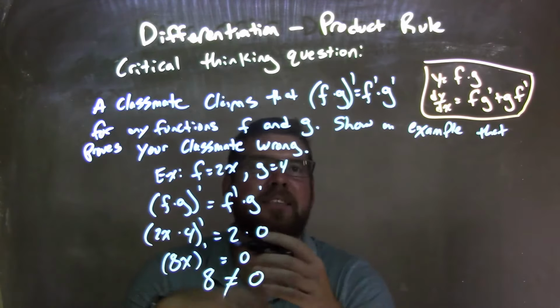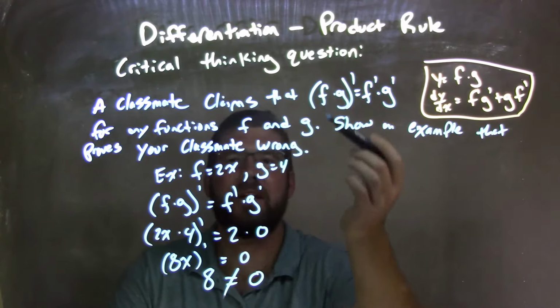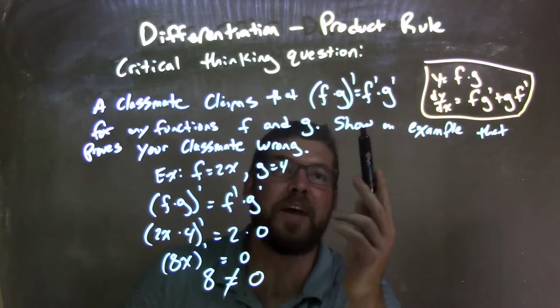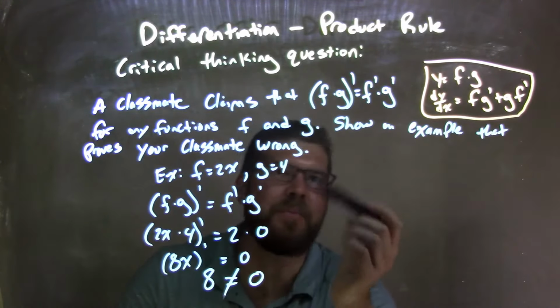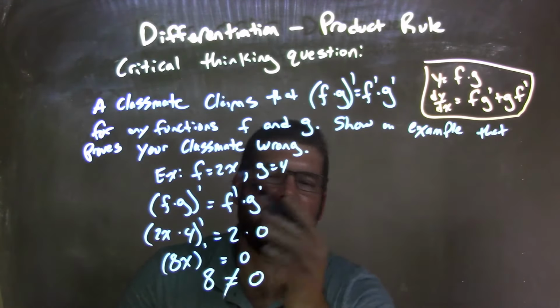And that's it. That's our little critical thinking question here. A little recap: we showed that this fake product rule isn't a real product rule. Basically, the left and right sides were not equal for the example values for f and g that we came up with.